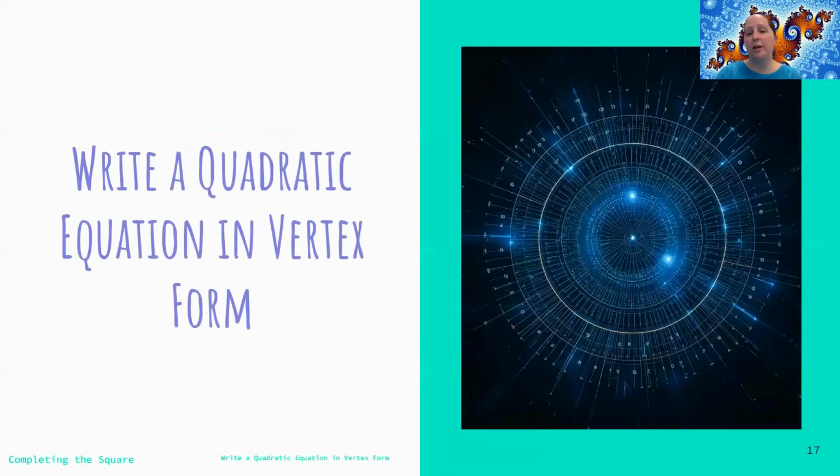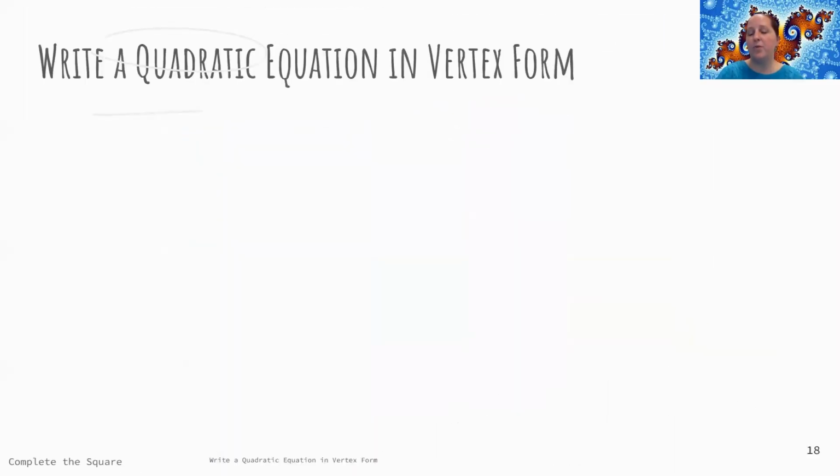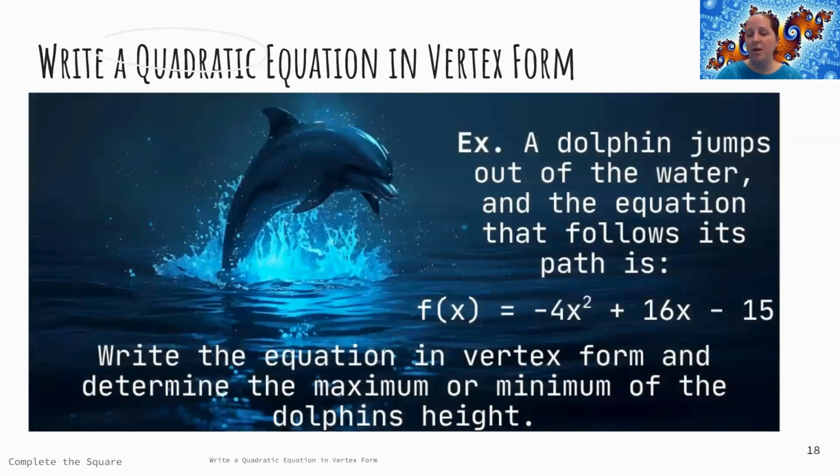Write a quadratic equation in vertex form. So we've talked a little bit about vertex form, standard form, and factored form. So now we're going to utilize what we remember from the first 3 lessons of this unit to be able to write a quadratic equation in vertex form, but we're also going to use completing the square. So example, a dolphin jumps out of the water and the equation that follows its path is -4x squared plus 16x minus 15. Write the equation in vertex form and determine the maximum or minimum of the dolphin's height.